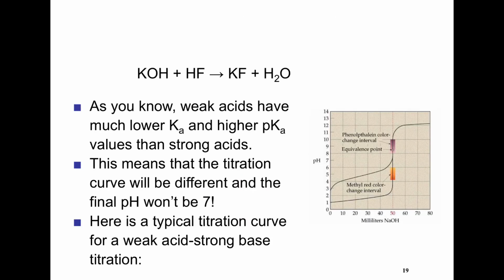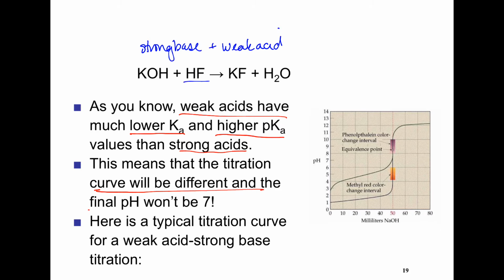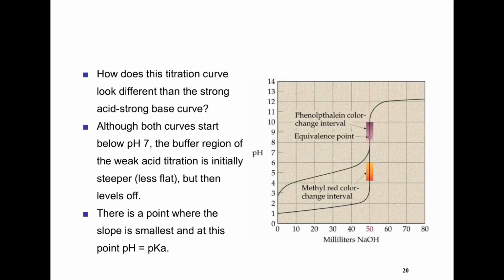So let's compare that to what it looks like for a strong base plus a weak acid. I'm just going to use HF as an example. Now we know that weak acids have lower Kas and higher pKas than strong acids, and that's going to have two effects on our titration curve. First of all, it means that the titration curve will be different and the equivalence point will not be a pH of 7. It also means that this area down here is a little bit more of a curve.